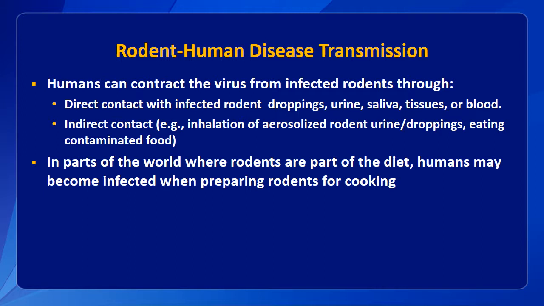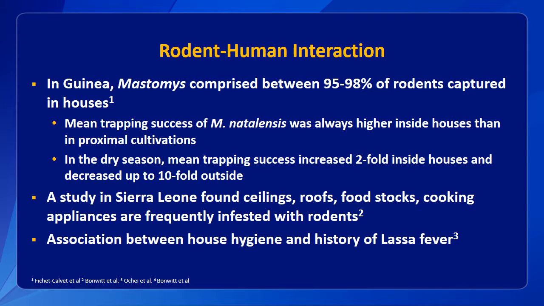As we know, infected rodents shed Lassa virus in their urine, saliva, and feces. When fresh rodent urine, droppings, or nesting material is stirred up, tiny droplets containing the virus can get into the air. People can contract the virus by inhaling aerosolized urine or droppings. People can also contract the virus by eating food contaminated by rodent urine or droppings. Finally, in parts of the world where rodents are part of the diet, people may get infected when preparing rodents for cooking.